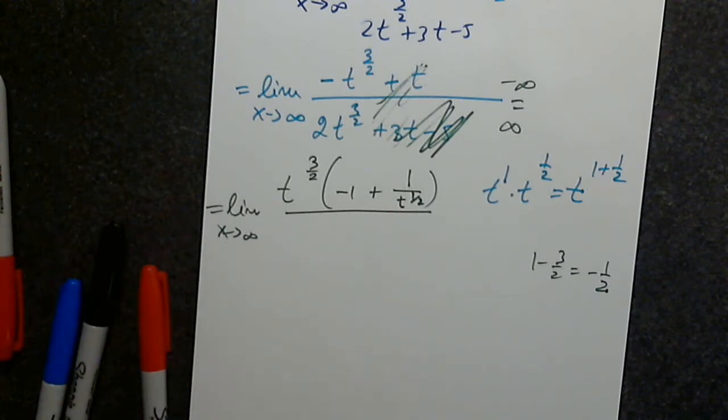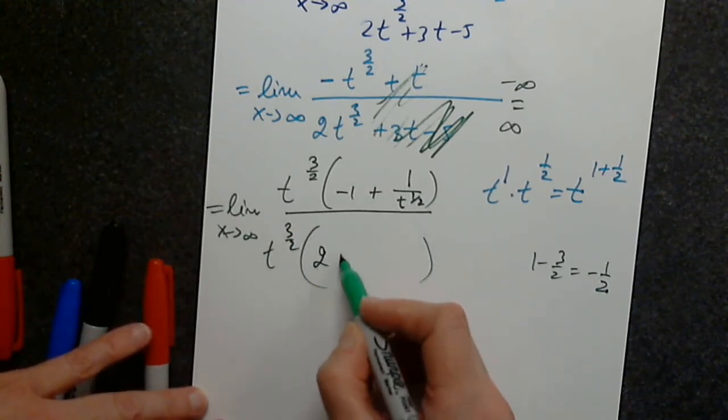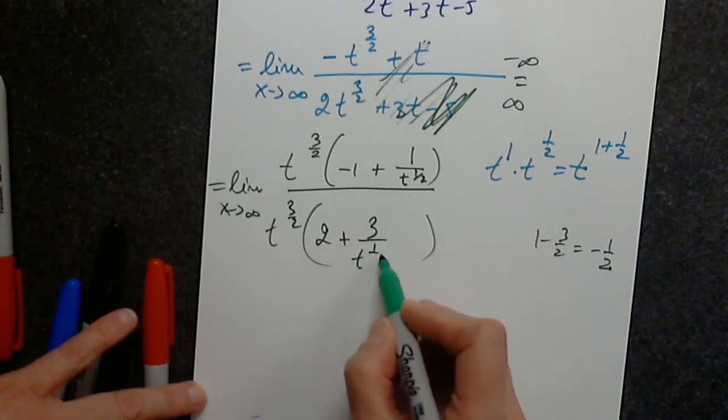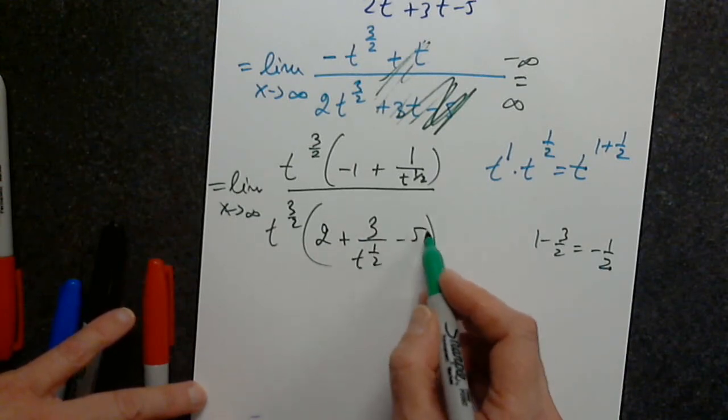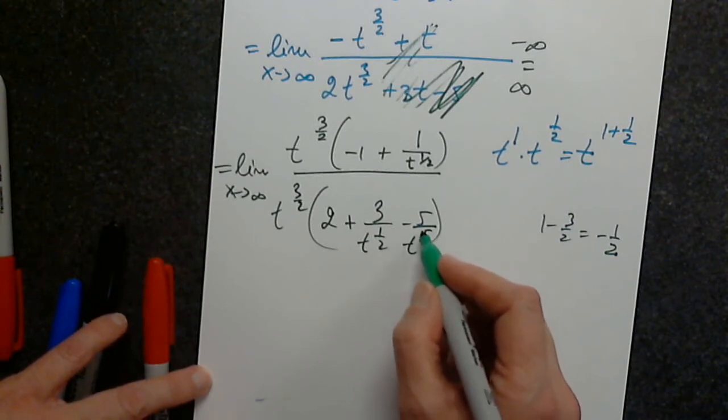The same thing in the denominator, t to 3/2, and I have 2 plus 3 over the same thing, t to 1/2, and minus 5 over t to 3/2, and that's easy, 3t to 3/2.